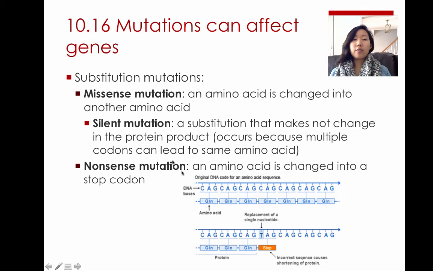And so out of all three of these, obviously silent mutations are the least negatively impactful on your body, but nonsense mutations are probably the worst out of the three for substitution mutations because it has the most dramatic effect on the protein.